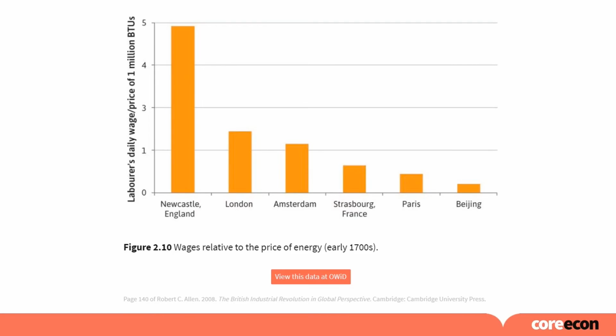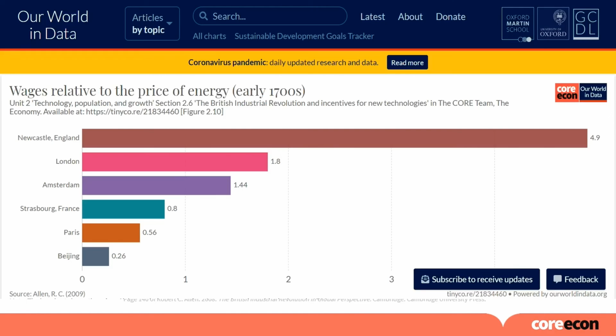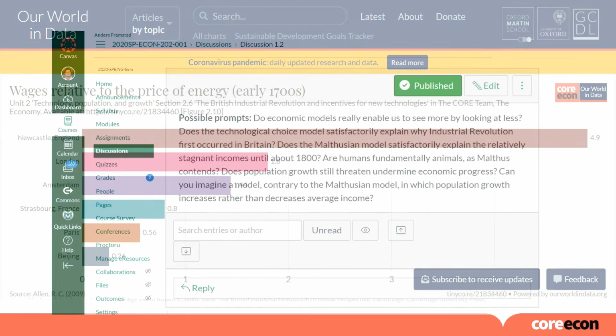CORE's text introduces students to Bob Allen's work in history, trying to understand the Industrial Revolution there. And it walks them through the data suggesting that, in fact, labor's relative wages were high in a place like Newcastle, England, somewhat high in a city like London, and much lower in a city like Paris or Beijing. By clicking in the book on this link, students can also work with this data themselves to see wages relative to the price of energy in the early 1700s.